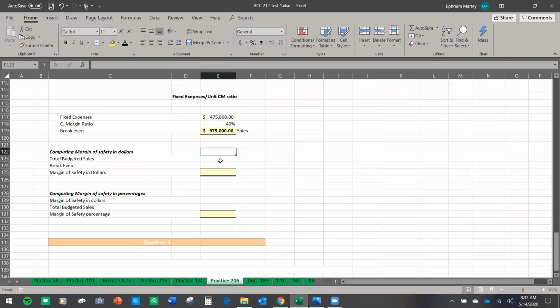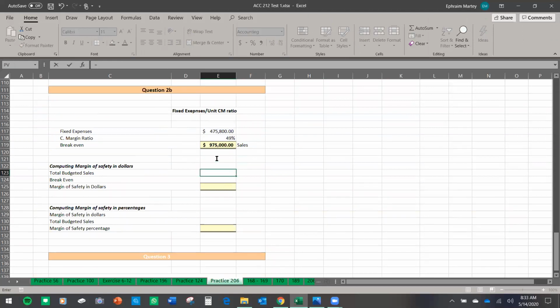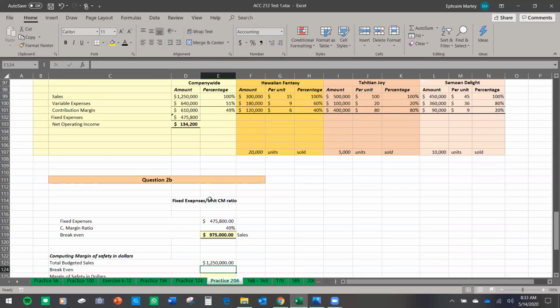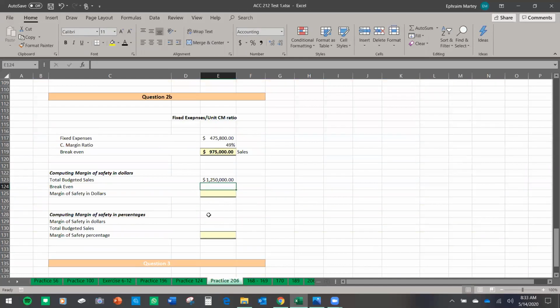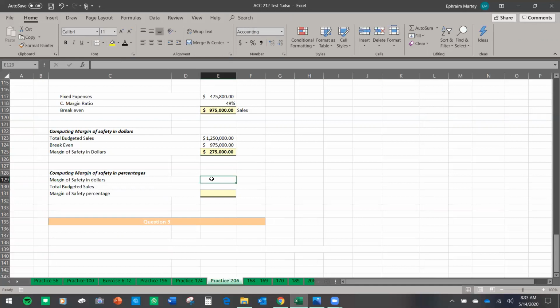Now computing the margin of safety. What is our targeted sales for this new company? Our new product total, that is 1,250,000. What is our new break-even point? That is that one, and then we divide those two. This should be a percentage. We're going to subtract this minus that, and that gives us 275,000. In this case, we're going to flip the formula in this second one.